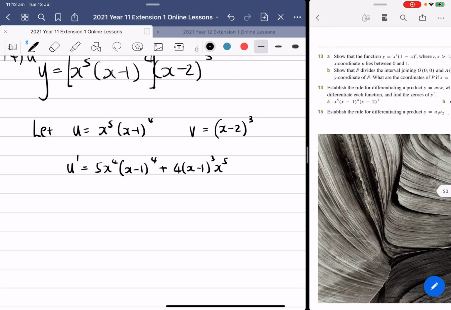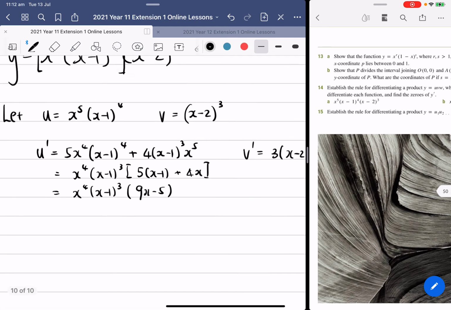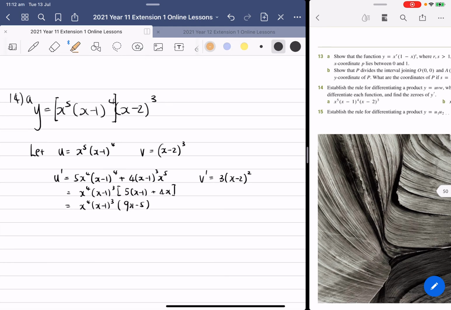I still want to factorize so it's clear and easy. That's 5 times (x minus 1) plus 4x, which gives me x to the power 4, (x minus 1) to the power 3, and then (9x minus 5). So that becomes U dash. On this side, V dash is (3x minus 2) to the power 2. That's pretty easy.